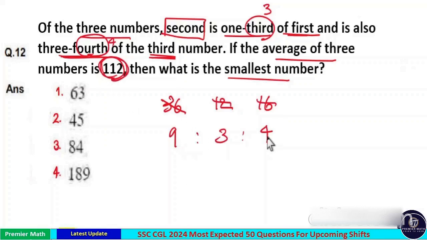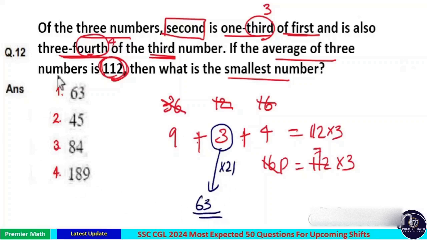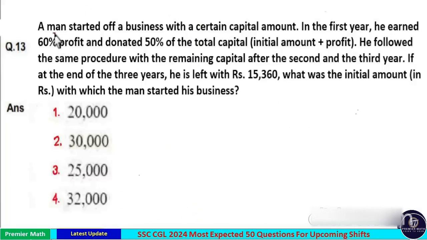Here the average is 112, which means the sum of the three numbers is 112 into 3. Now the sum is equal to 9 plus 3 plus 4, which is 16. So 16 parts is equal to 112 into 3, and 16 goes 7 times in 112. So 1 part is equal to 21, and we need the smallest number. Here the smallest is 3 parts. So 3 parts is equal to 3 into 21, 63. Option 1 is your answer.